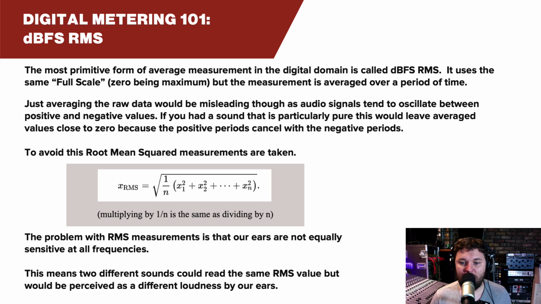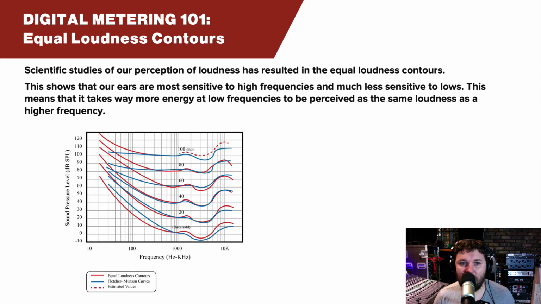The problem with RMS measurements is that our ears are not equally sensitive at all frequencies. This means that two different sounds could read the same RMS value but would be perceived as a different loudness by our ears. Okay, and this was shown by the equal loudness contours or Fletcher-Munson curves. So over the years there's been several studies of our perception of loudness. And these started with the Fletcher-Munson curves, which are shown in blue in this diagram here. And over the years they got updated and are now known as the equal loudness contours. So these are the readings in red.